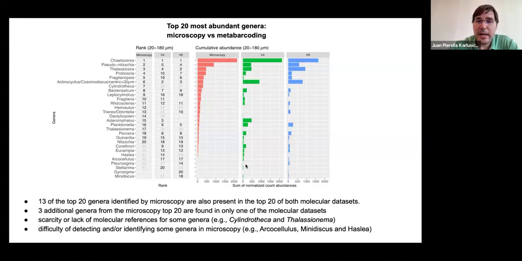And again, for the explanation, we have some limitations in the molecular techniques in terms of lack of molecular references in reference databases, for example, in the case of Cylindrotheca and Thalassionema. And on the other hand, we also have the difficulties in identifying some other genera by microscopy, such as Minidiscus, Arcocellulus, or Minutocellus, genera that are small or without distinctive morphology.